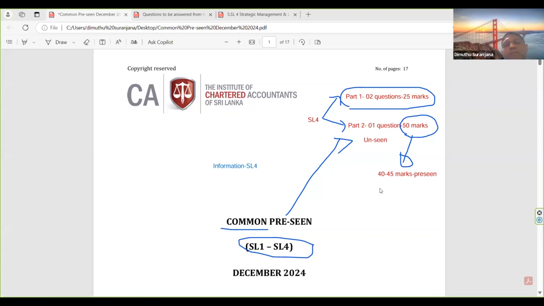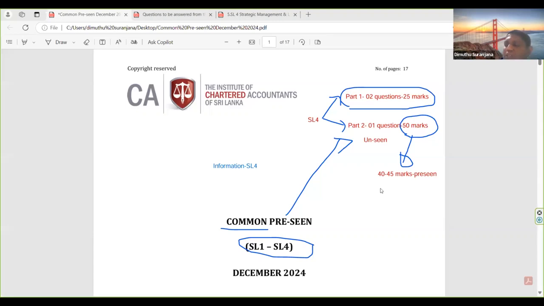If you look at the paper, you are aware that there are two parts in the paper. Part one consists of two questions, each carrying 25 marks. Part two consists of one question, which carries 50 marks. This freezing is connected with part two. In the exam, there will be an unseen given, extending the scenario given in the pre-seen. So you have to use the unseen plus the pre-seen to answer part two of the strategic management paper. That carries 50 marks.